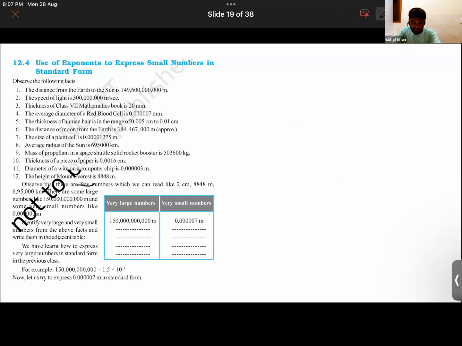See here. Some of the important facts given are here. Like what? The distance from the earth to sun is this much. The speed of light is this much. All the different facts are given here. Thickness of the book is given here. The diameter of red blood cells are given here. So these are very small values. How do we represent these values in the form of exponents?